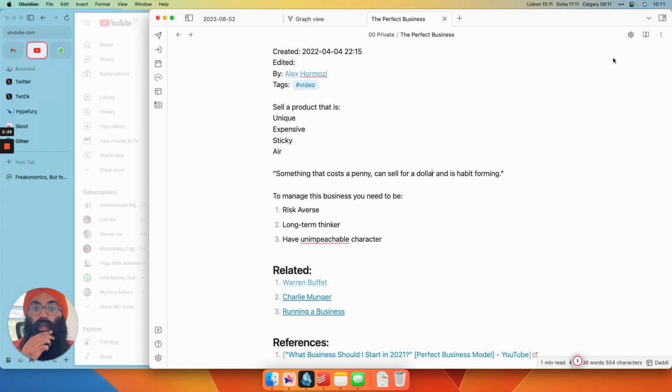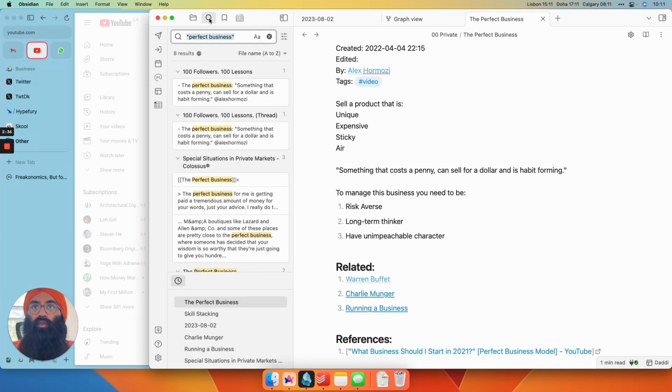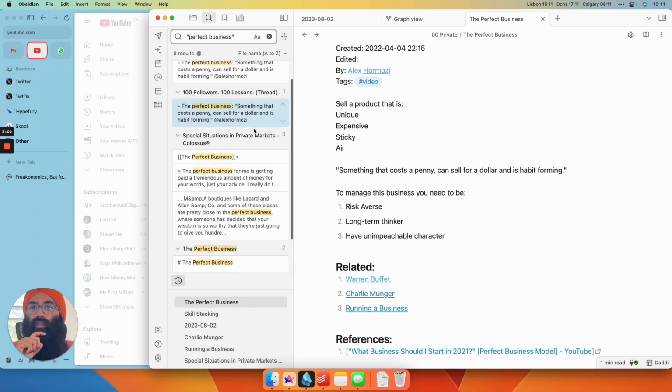Now, to find other ideas it's connected to, I went off of memory, but a better way would be to go into your Obsidian search and type in the phrase you're looking for. So I typed in perfect business with quotation marks, so it shows up as a phrase. You can see here that obviously this idea had made an impression on me, because I wrote a Twitter thread called 100 Followers, 100 Lessons, and I wrote about the perfect business, and I quoted this exact quote from Alex Hormozi in that thread. And I have this showing up in two different notes. I duplicated it for some reason.